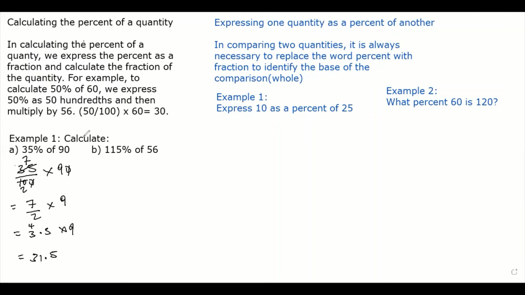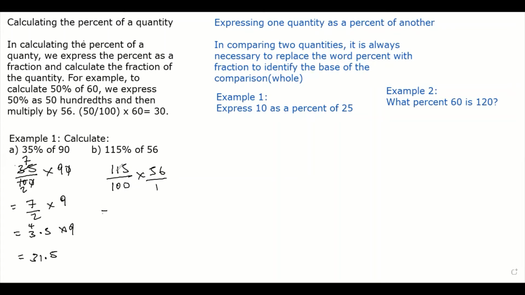For part B, calculate 115% of 56. First, express 115% as a fraction. So it would be 115 over 100 multiply by 56. Then reduce if possible, or multiply numerator by numerator and denominator by denominator.